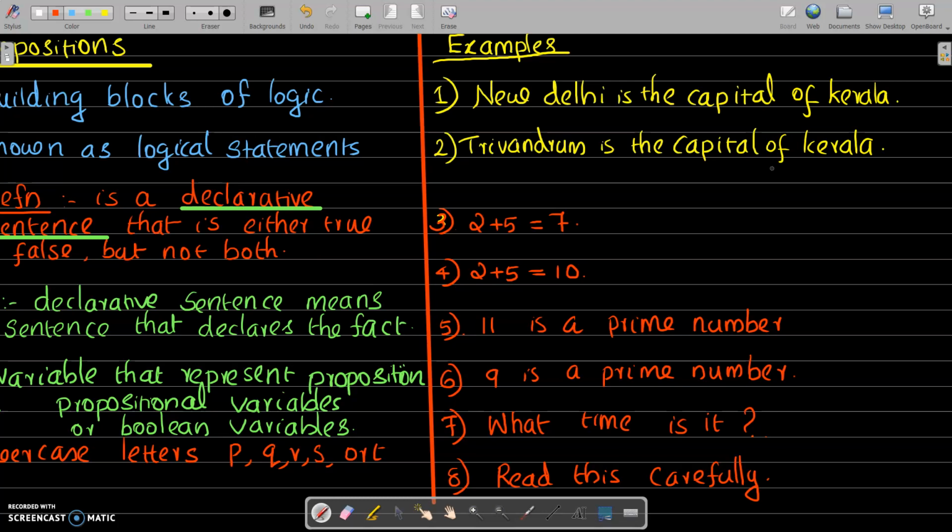That's a fact. That's a true fact. Okay, so the first one is a false proposition. Since this declares a fact, this is a proposition, but it is a false proposition. What about the second one? Trivandrum is the capital of Kerala, which is true, declares a fact, and this is a true proposition.